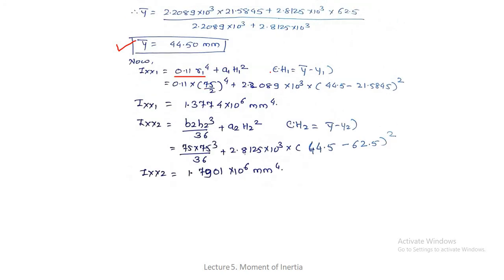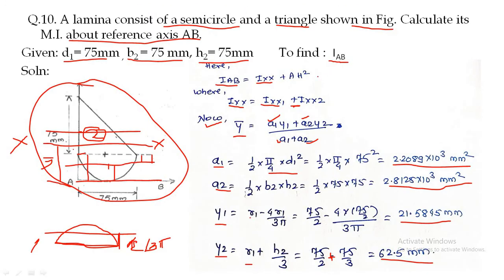So how will we find H1? H1 is equal to y bar minus y1. Remember, in every case H1 will not be equal to y bar minus y1. Why have we taken y bar minus y1 here? So let's go through that theory.